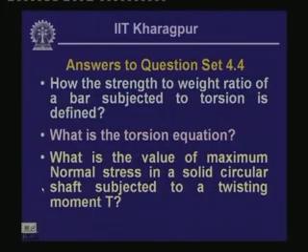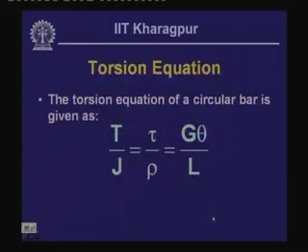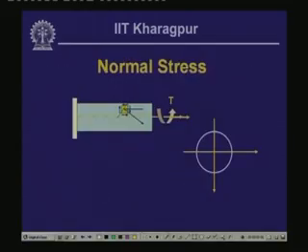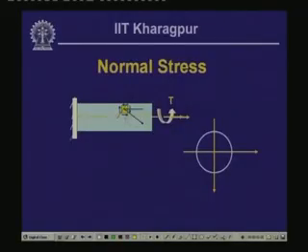Now, the third question is: what is the value of maximum normal stress in a solid circular shaft subjected to a twisting moment? This also we have discussed through a problem. Let us look into this once again. If this bar, which is fixed at this end, is subjected to a twisting moment T, which is a positive moment, as we have defined, when the twisting moment is acting in the bar in such a way that the thumb is projecting towards the positive x direction, that is the positive twisting moment. Then if we look into a small element, what are the kinds of stresses that are acting?